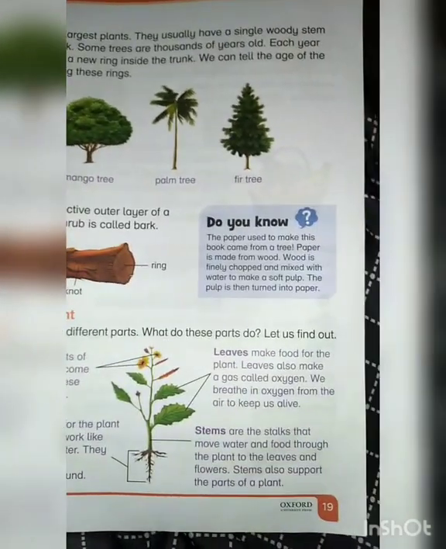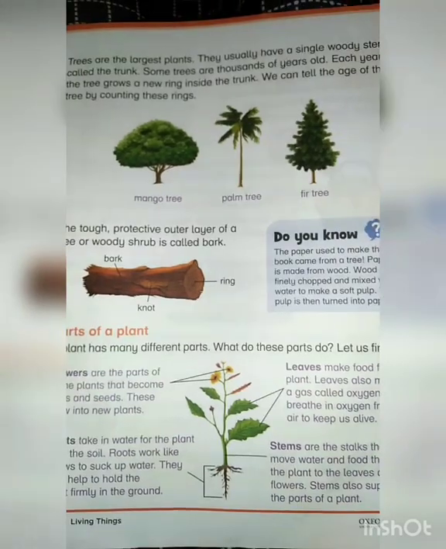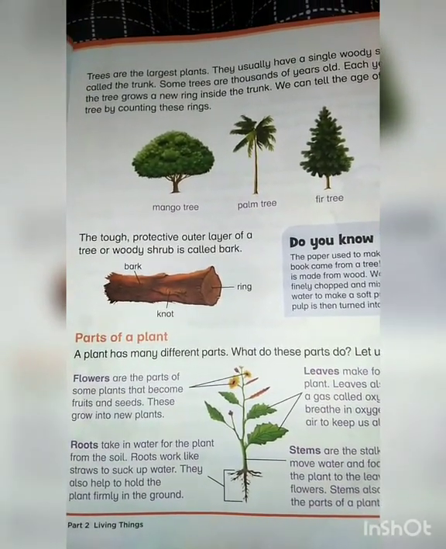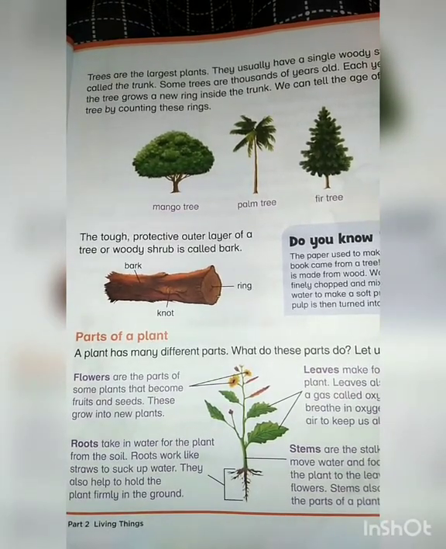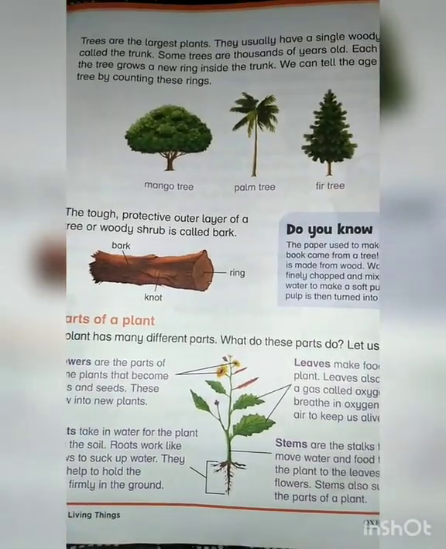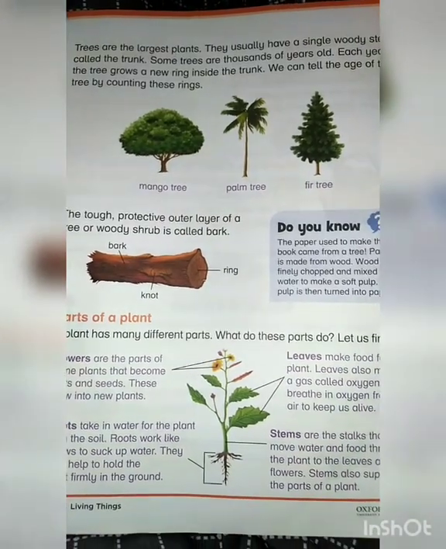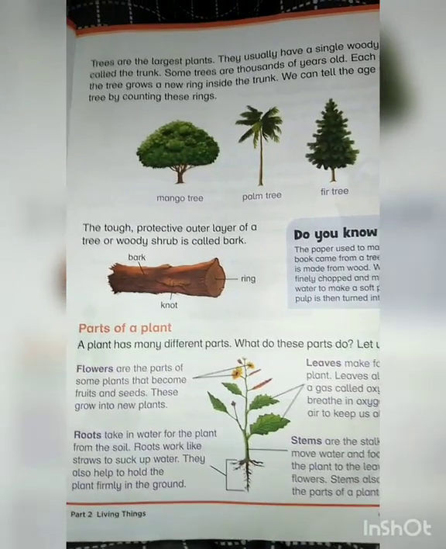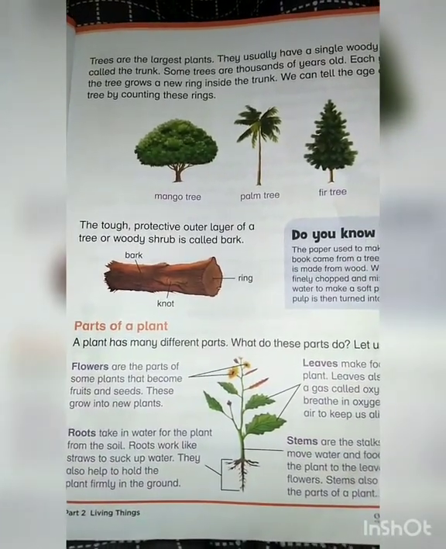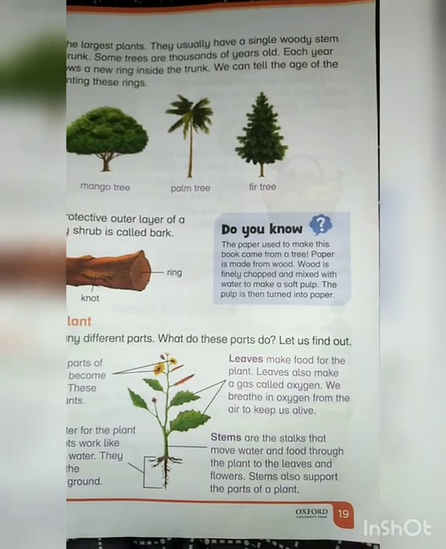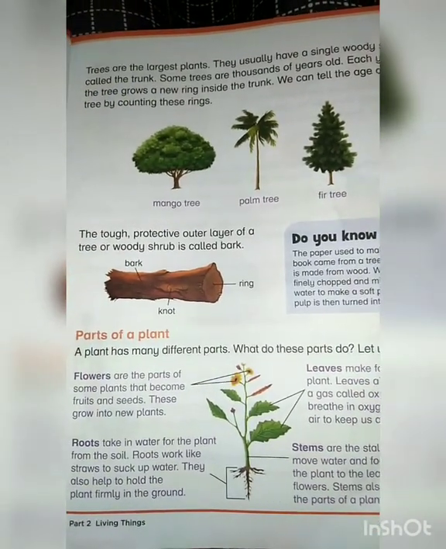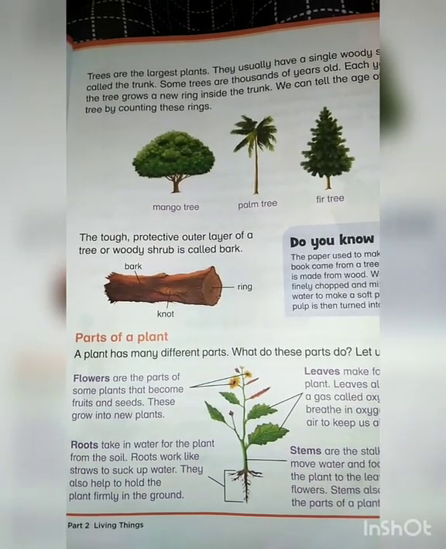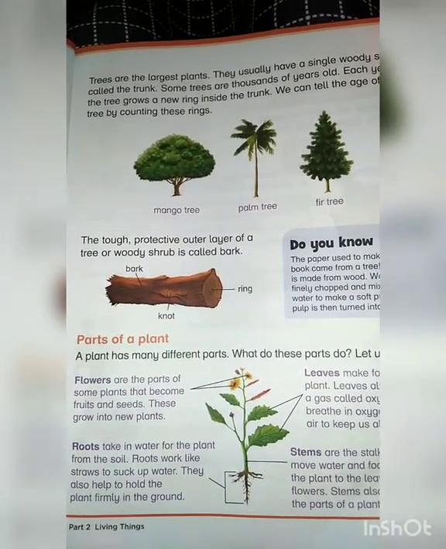So students, now I will tell you about the function of roots. Roots are present under the ground. Roots take in water for the plant from the soil. Roots work like straws to suck up water. They help the plant to stay firmly in the ground. Okay, so roots hold the plant in the ground. This is the main function of root, and it also sucks up the water to the other parts of the plant. Okay students, understand?